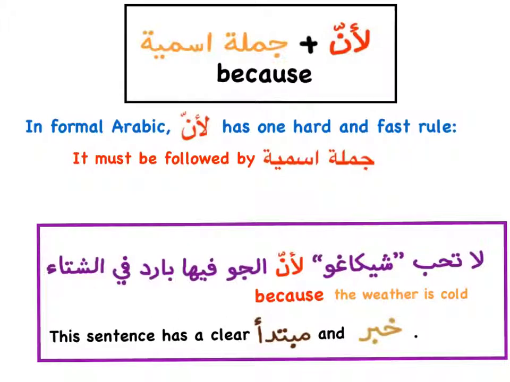Okay. So, let's look at this example. لا تحب شيكاغو لأن الجو فيها بارد في الشتاء. She doesn't like Chicago because the weather is cold. This sentence has a clear مبتدأ and خبر. So, as you can see, after لأن, we have جملة اسمية. الجو فيها بارد في الشتاء. And جملة اسمية is usually made of مبتدأ and خبر. خبر is the information about the مبتدأ. So how is the جو? How is the weather? It is cold.